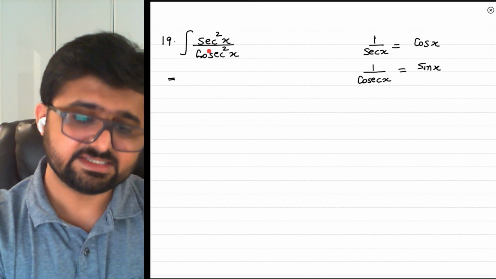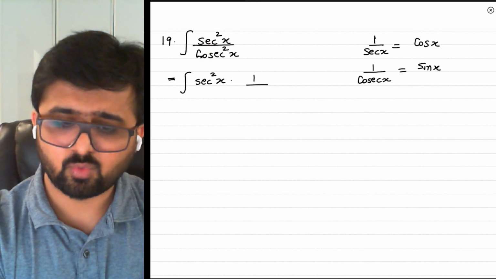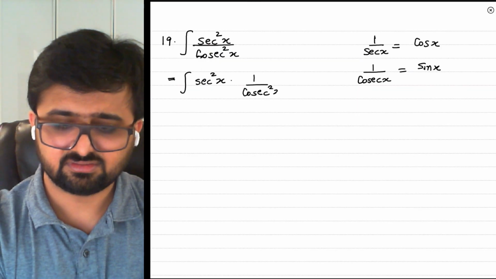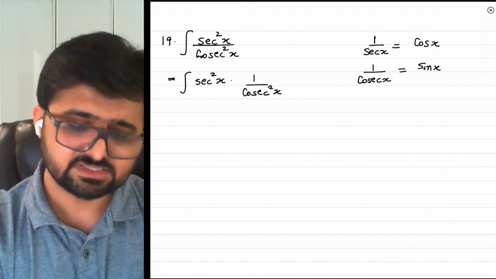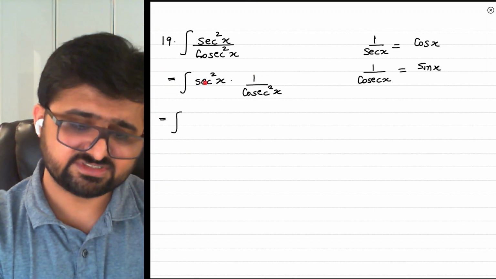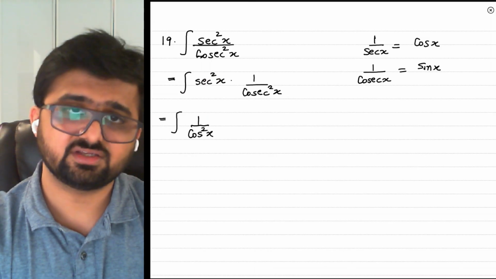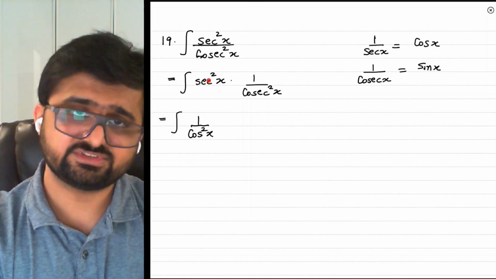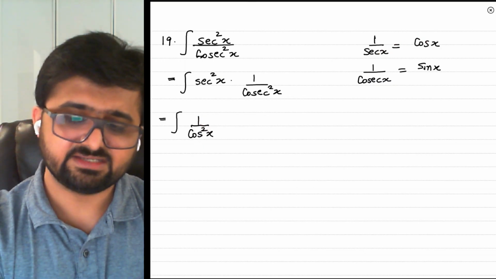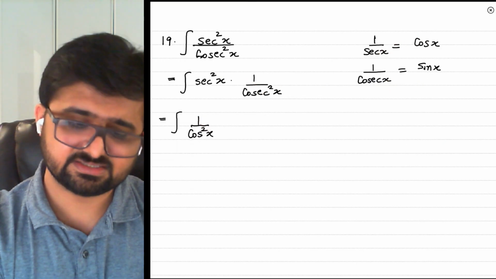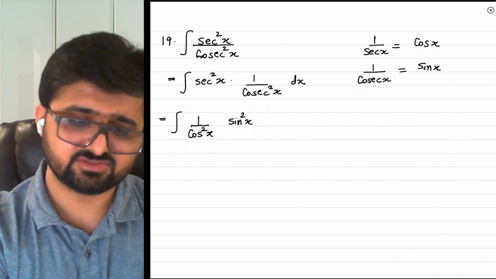So we can convert that sec and cosec into sine and cos. The way we do that is we can just write this as sec square x multiplied by 1 over cosec square x. Okay, so that denominator cosec square x can be just written as 1 over cosec square x. Now we know sec square x is nothing but 1 over cos square x because they are reciprocals of each other. And this 1 over cosec square x is nothing but sine square x. Okay, and dx. Let's not forget dx.